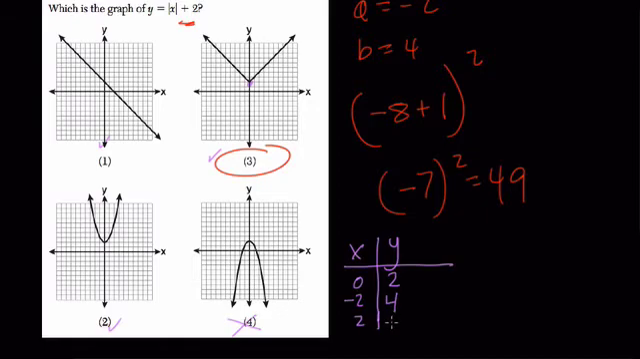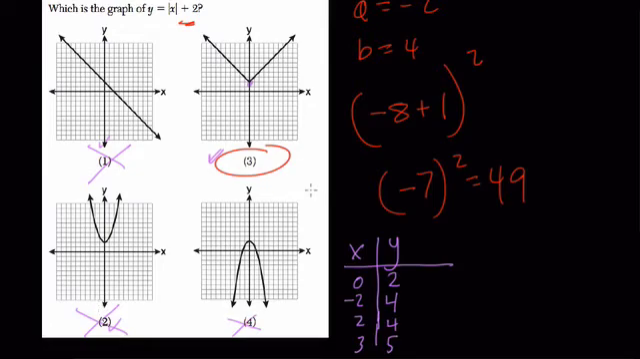Plug in 2 and we should get 4 as well. So here, graph 1 does not have that value. Graph 2 does, so we need to test more values. Let's just test, I don't know, let's test 3. If I plug in 3, I should get 3 plus 2 is 5. Graph 3 has it, but this graph does not have 5, has a much higher point, so that's out.